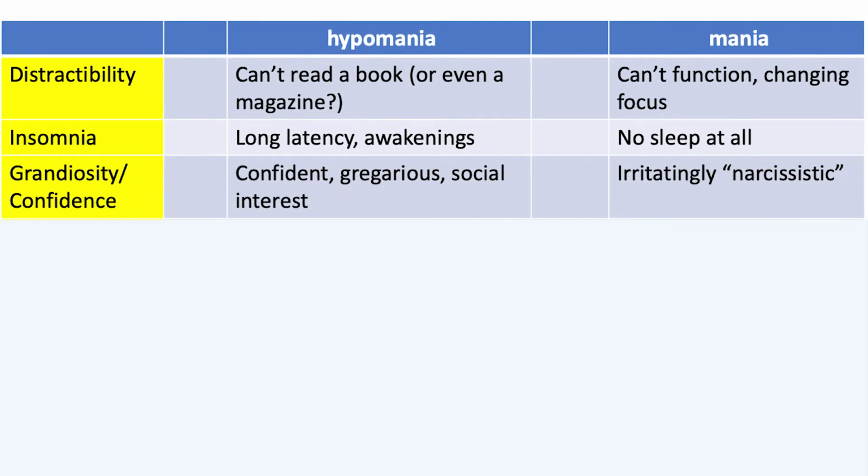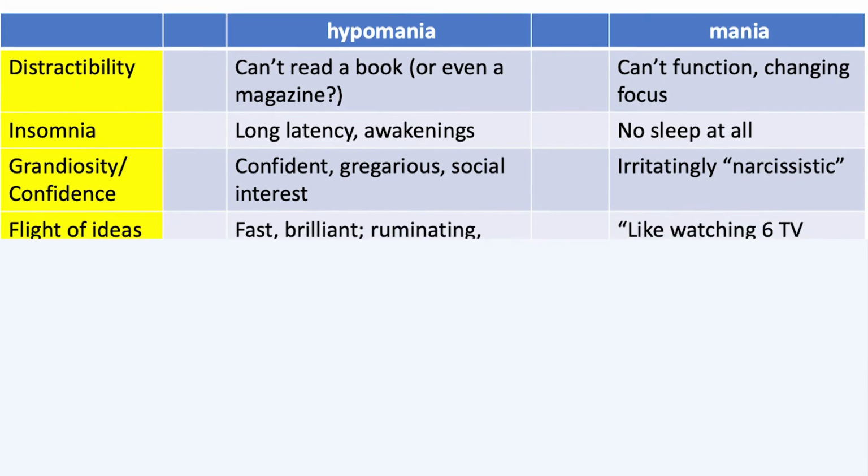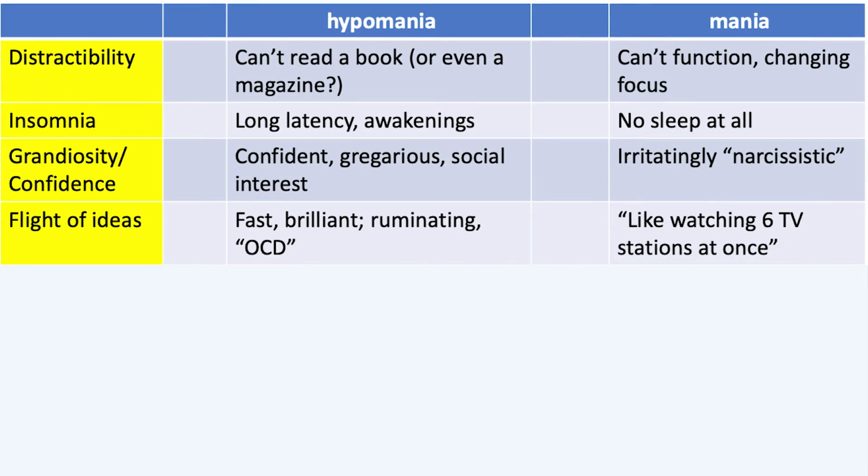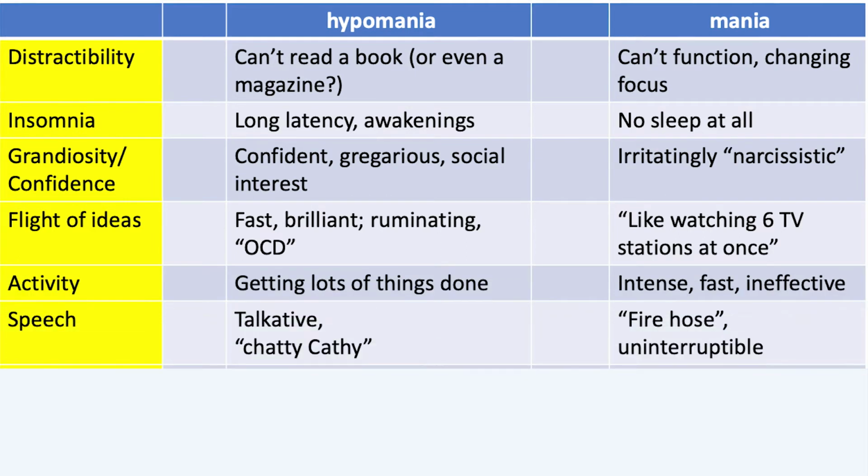Grandiosity is not grandiose, it's just confidence, like overconfidence, or maybe just a lot of confidence, so that people go off to a social event that they wouldn't usually go to or get more gregarious. Flight of ideas means rapid thinking, and in this form it could be fast and brilliant, or it can be ruminating and obsessive, like obsessive-compulsive disorder. Activity means getting lots of things done, and actually in these more subtle forms of hypomania, people get lots of things done. So it's functional, but it's fast.